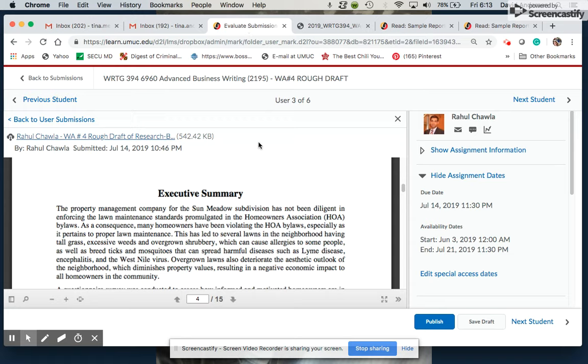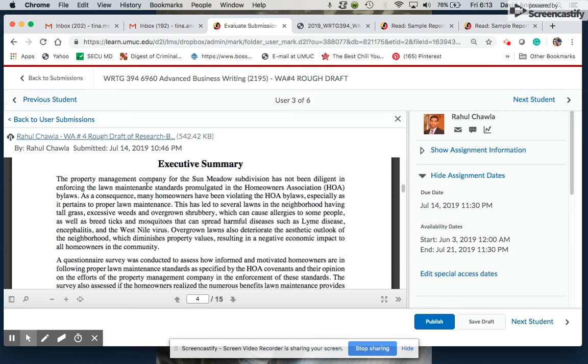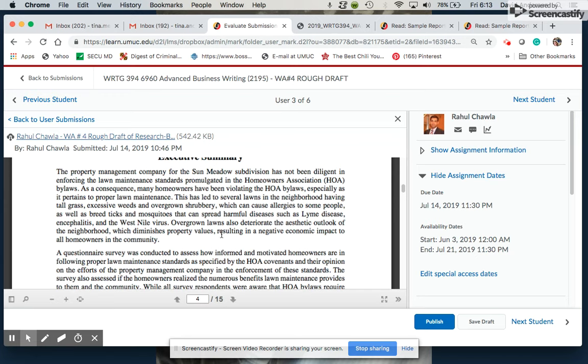So give a little bit of a summary of what we're talking about. This is the subdivision. We're talking about the property management company. And then say, however, recently, or, I'm not sure how to quite say it. Basically, when I say it's come to light that many homeowners are not in compliance.